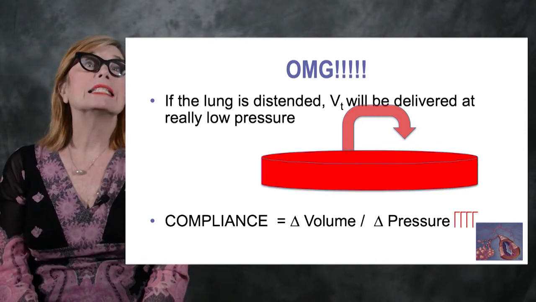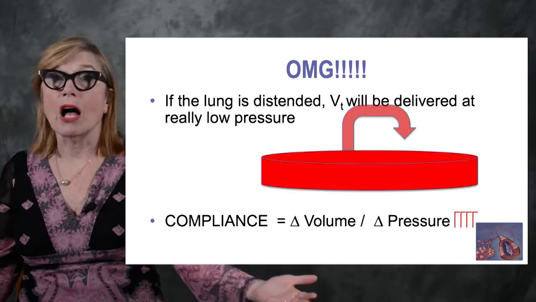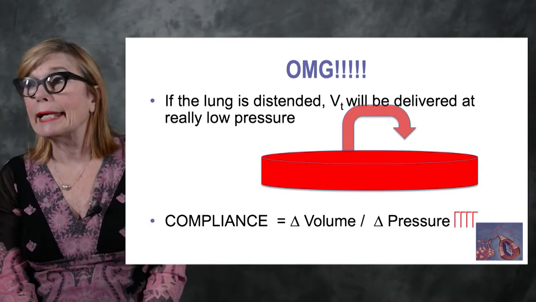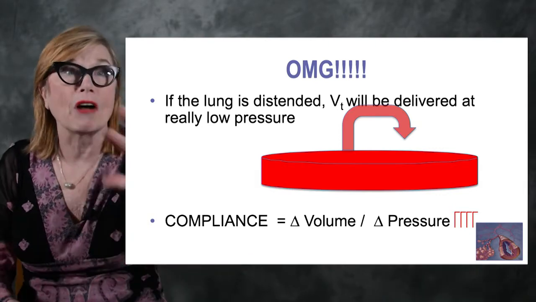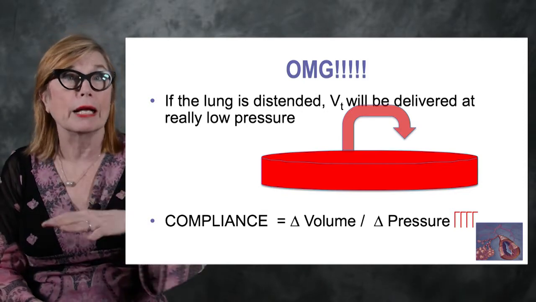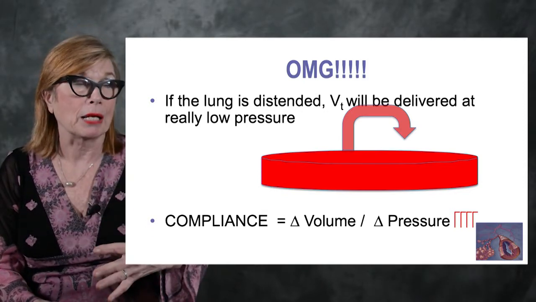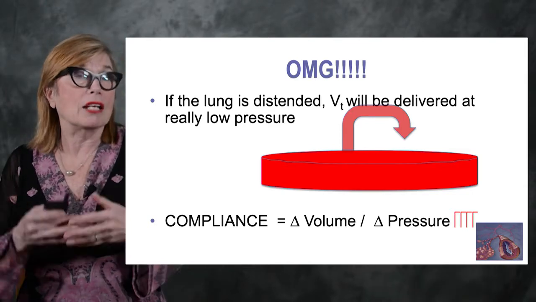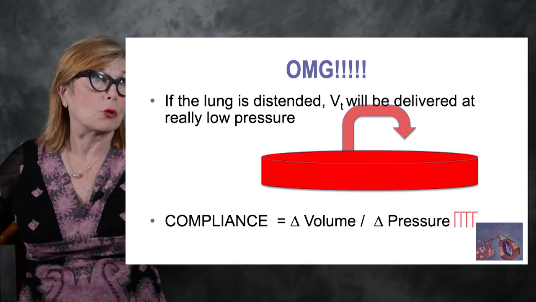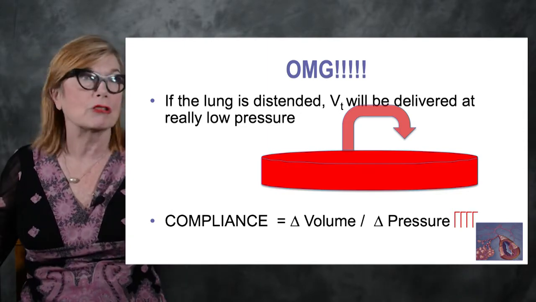And if the lung is distended, tidal volume will be delivered at a really low pressure. So I have a beautifully distendable lung. I can put volume in there with very little pressure development because it's compliant. So it's like taking your body, if you're a size 10, and putting your body into a size 22 pant. There's no pressure at your seams.